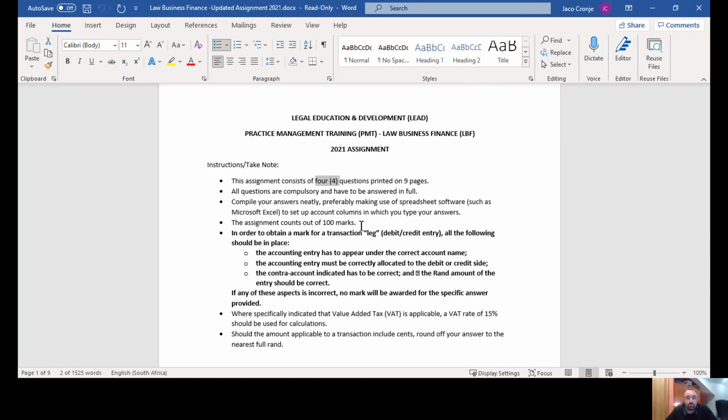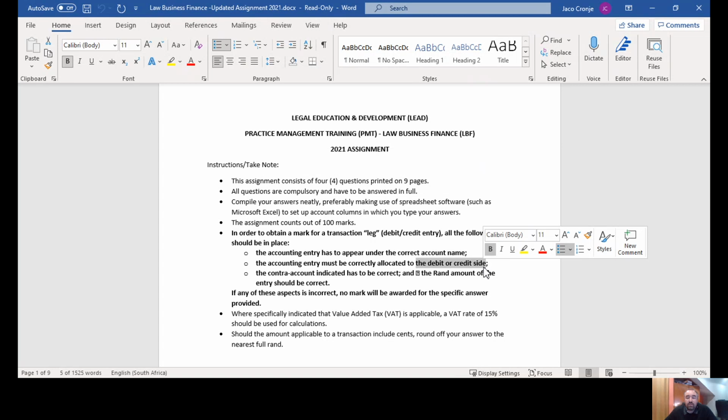So to get that 1 point, you need to account for the entry under the correct name. The entry must be correctly allocated to the debit or credit side. So if you switch your debit or credits around, then you won't get any marks. And the contra account indicated has to be correct.